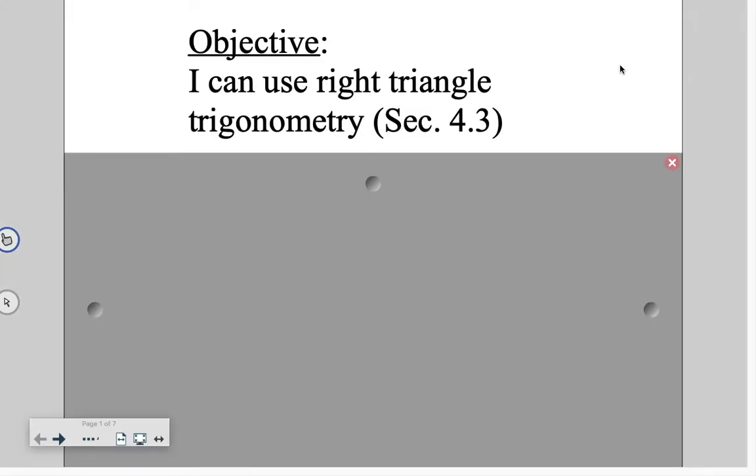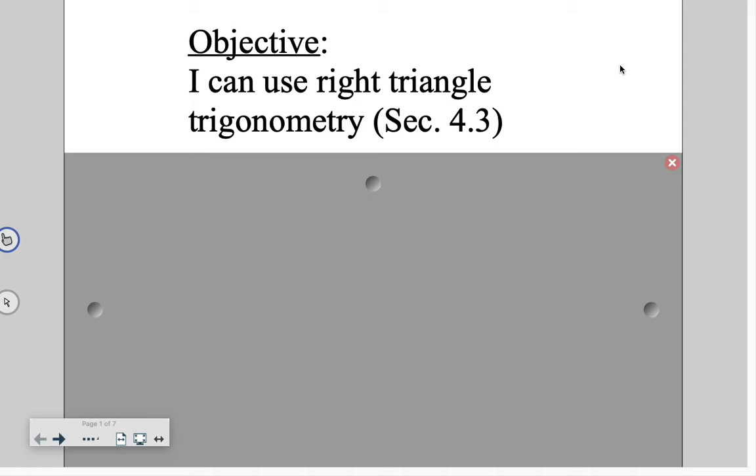Okay, so here's where we are headed today. We're only going to spend one day on this section because 95% of this section is review from geometry. And once we go back over some things, I think it'll come back pretty quickly. We're going back to right triangle trigonometry.